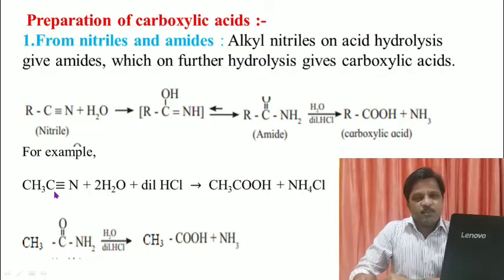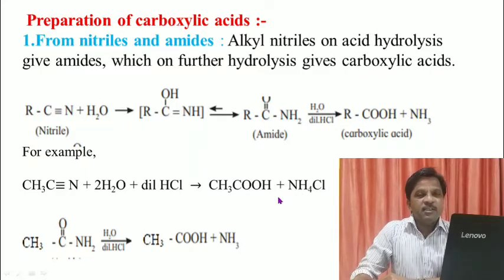Now see here, this is the example. This is methyl cyanide, also known as ethane nitrile. Now one H2O here and one H2O here. Total 2 molecules of H2O are required. So plus H2O, and the hydrolysis reaction takes place in the presence of acid. So it may be HCl or H2SO4. So the product is CH3COOH and NH3, and this NH3 and HCl form NH4Cl.